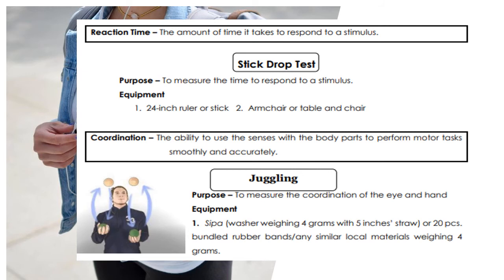Coordination is the ability to use the senses with the body parts to perform motor tasks smoothly and accurately. The test is juggling. The purpose of this is to measure the coordination of the eye and hand. Equipment is a sipa, a washer weighing 4 grams with a 5-inch straw, 20 pieces of bundled rubber bands, or any similar local materials which weigh about 4 grams.